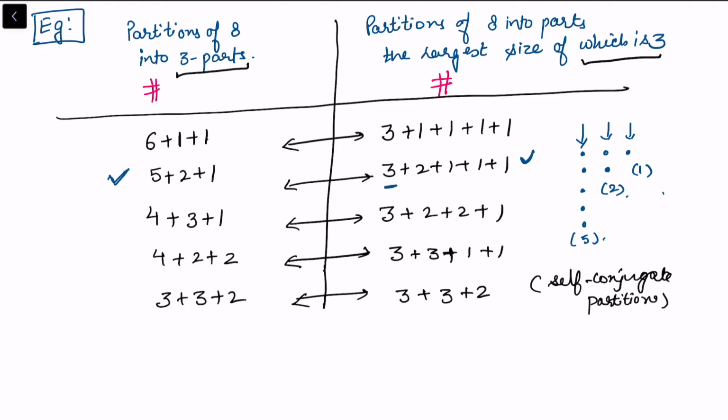Because the largest part is 3, in the first row there will be 3 dots only. And these columns will become the number of dots here. So this implication is reversible. And hence our identity follows, which is very evident from this particular example.